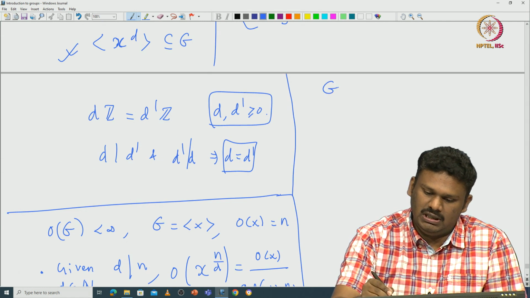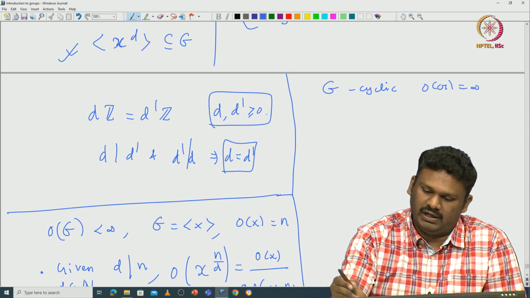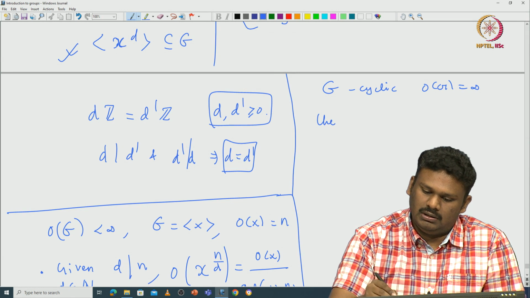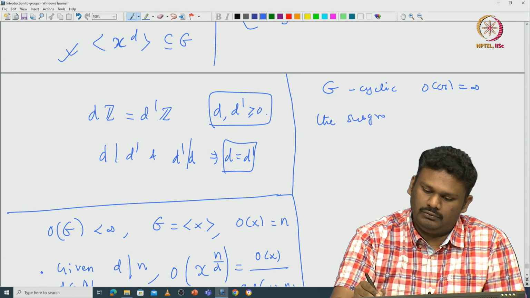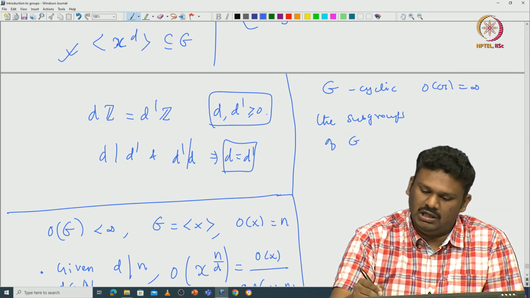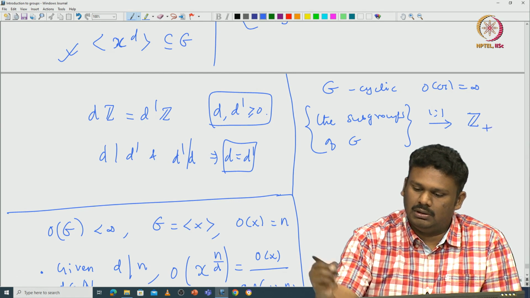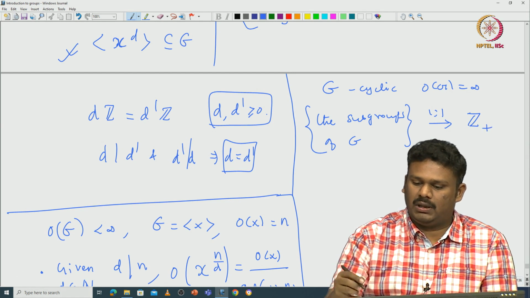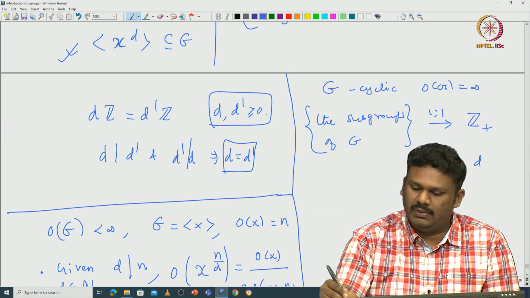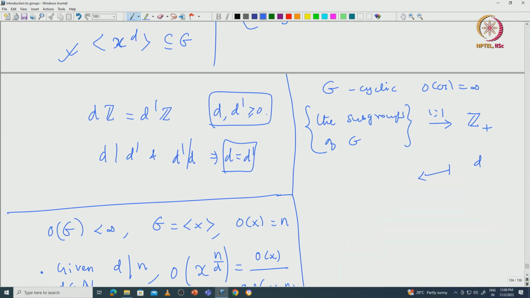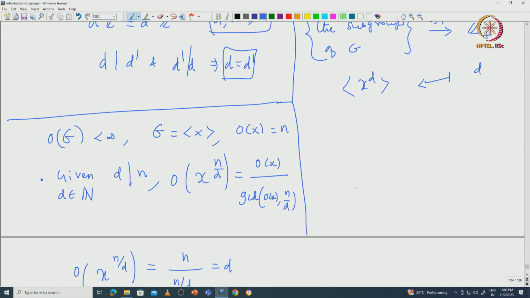When you have G cyclic and the order of G is infinite, the subgroups of G have a 1-to-1 correspondence with the non-negative integers. Okay. The correspondence is given by D goes to the subgroup generated by x power d. So, such a correspondence we want to establish for a finite group.